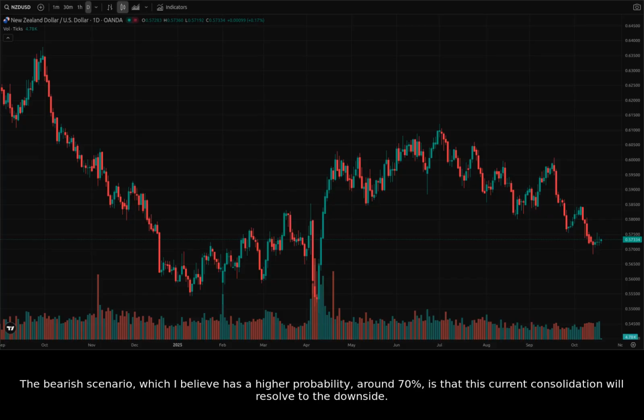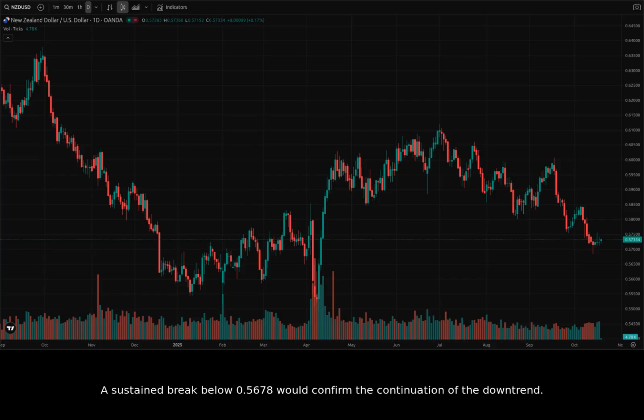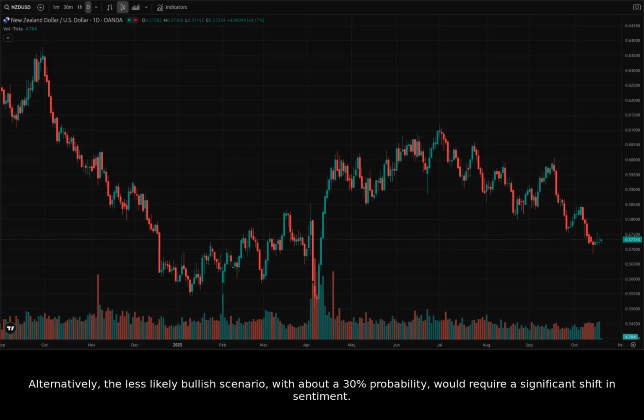The bearish scenario, which I believe has a higher probability, around 70%, is that this current consolidation will resolve to the downside. A sustained break below 0.5678 would confirm the continuation of the downtrend. This would open the door to targets at 0.5600 and potentially lower over the coming weeks. This view would be reinforced by a rejection from the 0.5754 resistance level or strong upcoming U.S. economic data. Alternatively, the less likely bullish scenario, with about a 30% probability, would require a significant shift in sentiment.